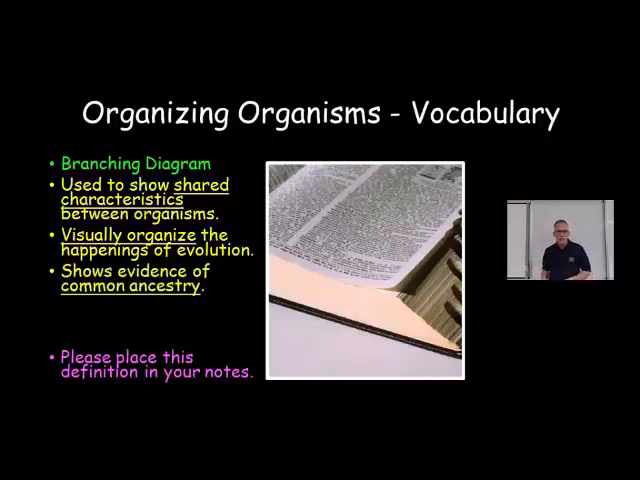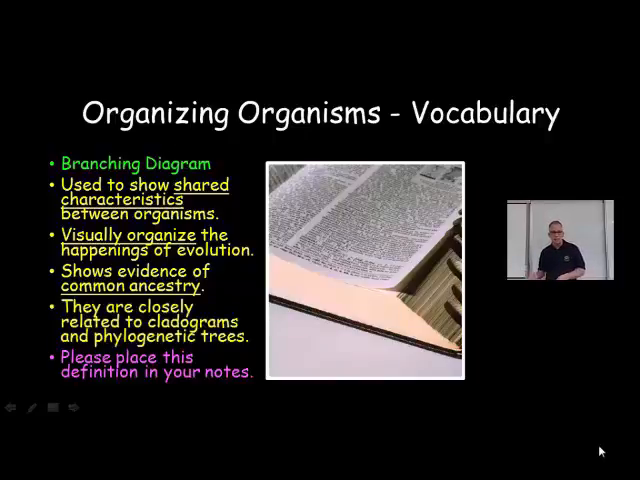Next, it shows evidence of common ancestry. So, for example, what are the ancestors of, for example, that red dial phone? Or what are the ancestors of a simple wireless cell phone, like a flip phone? Last, they are closely related to cladograms and phylogenetic trees. Now, we have branching diagrams, we have cladograms and phylogenetic trees. For our purposes, everybody, they really serve pretty much the same needs. It helps us organize information, identify shared characteristics, visually see what's happening with evolution, and also show common ancestry. So the 3 of them are pretty closely related to each other.